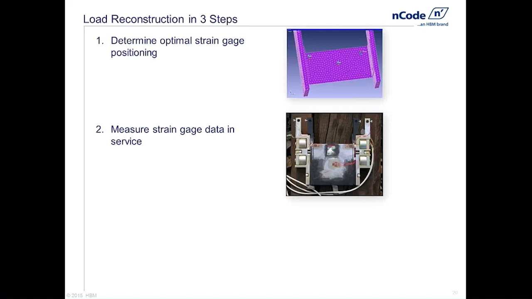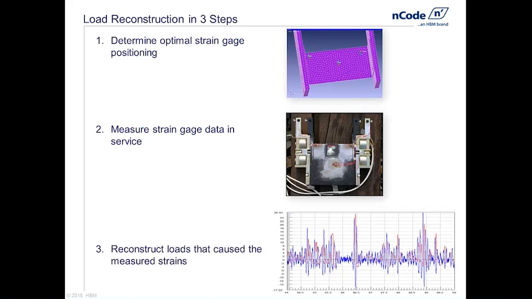Okay, so we take those locations, those orientations, and apply strain gauges to our actual part, or we provide this detail to test engineers or mechanics that are good at working with these small strain gauges. This is not trivial to go measure strain gauge data, but it's something that a lot of people have been doing for a very long time. And then lastly, we can use that strain gauge data to reconstruct the loads that cause those measured strains.